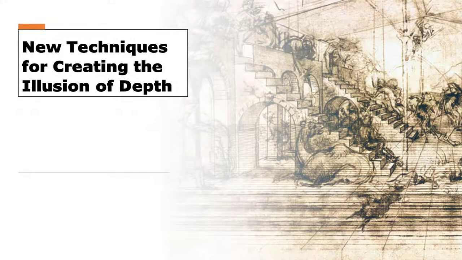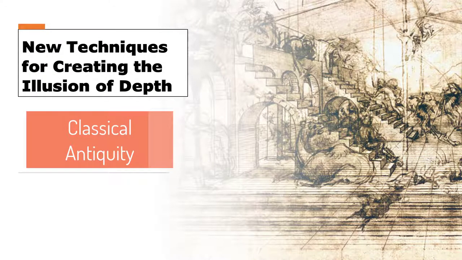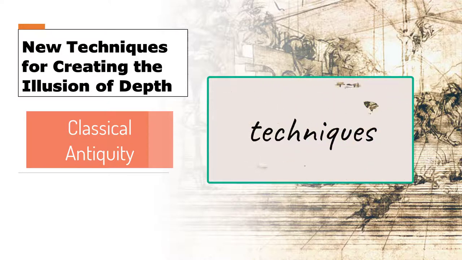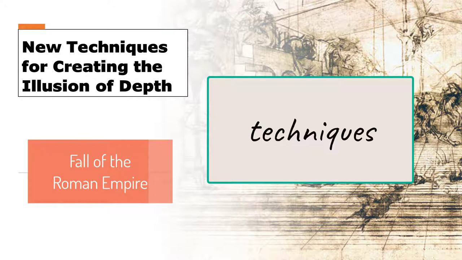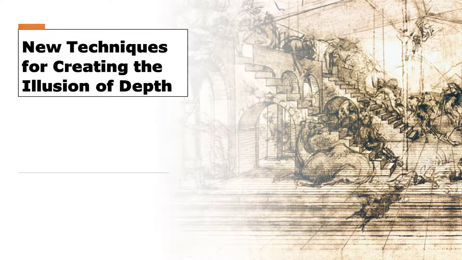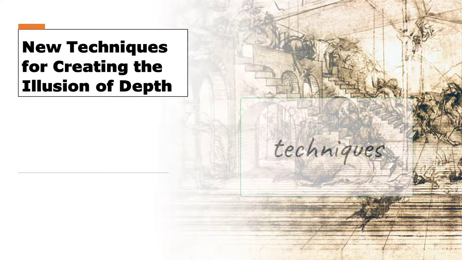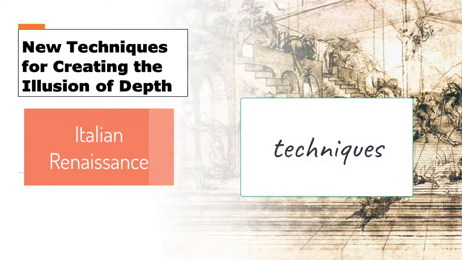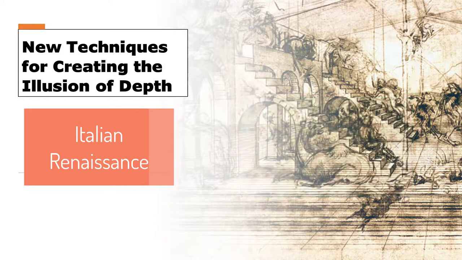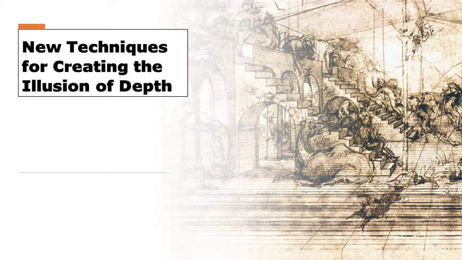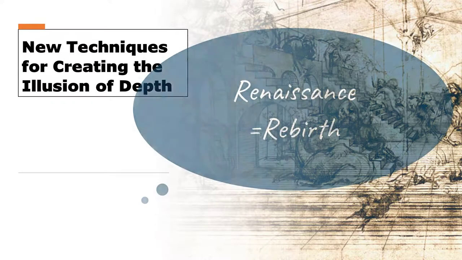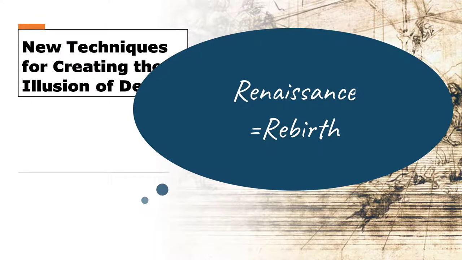While artists in classical antiquity experimented with strategies to create the illusion of depth in two-dimensional paintings, these techniques mostly disappear after the fall of the Roman Empire and the end of the classical period, and we don't really see them again in art until the Italian Renaissance. You'll recall that the Italian Renaissance artists and the great thinkers of the Renaissance were very interested in classical antiquity. So it's not surprising that some of these techniques would begin to be reborn. You know, the Renaissance means rebirth.